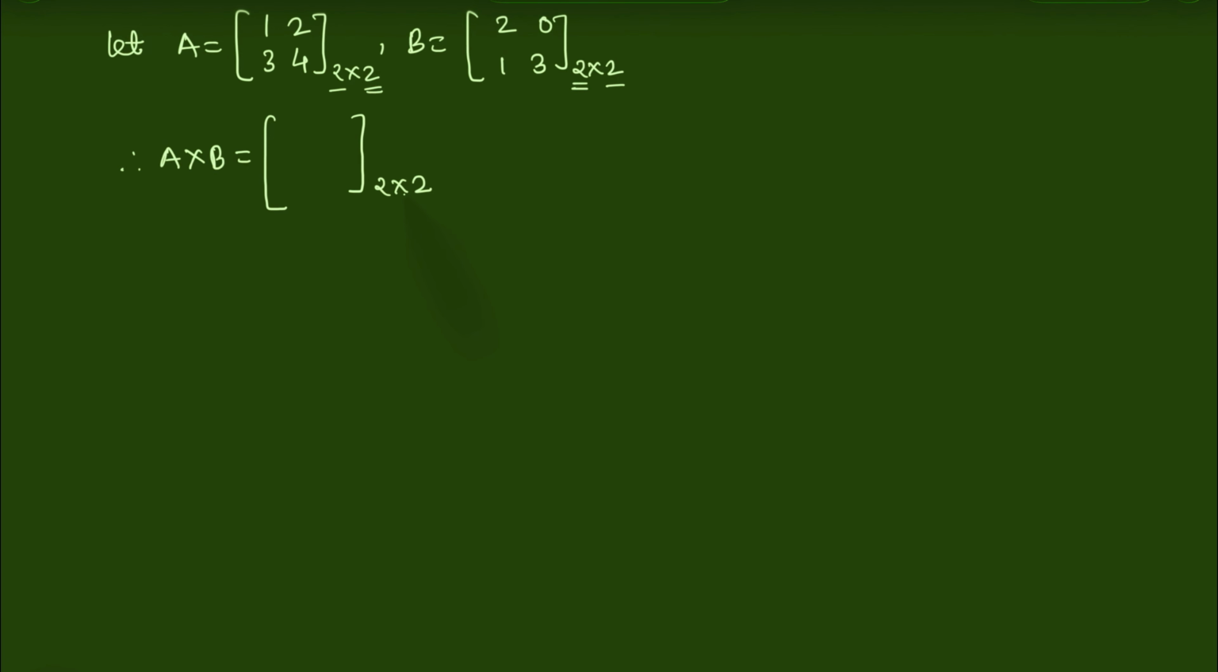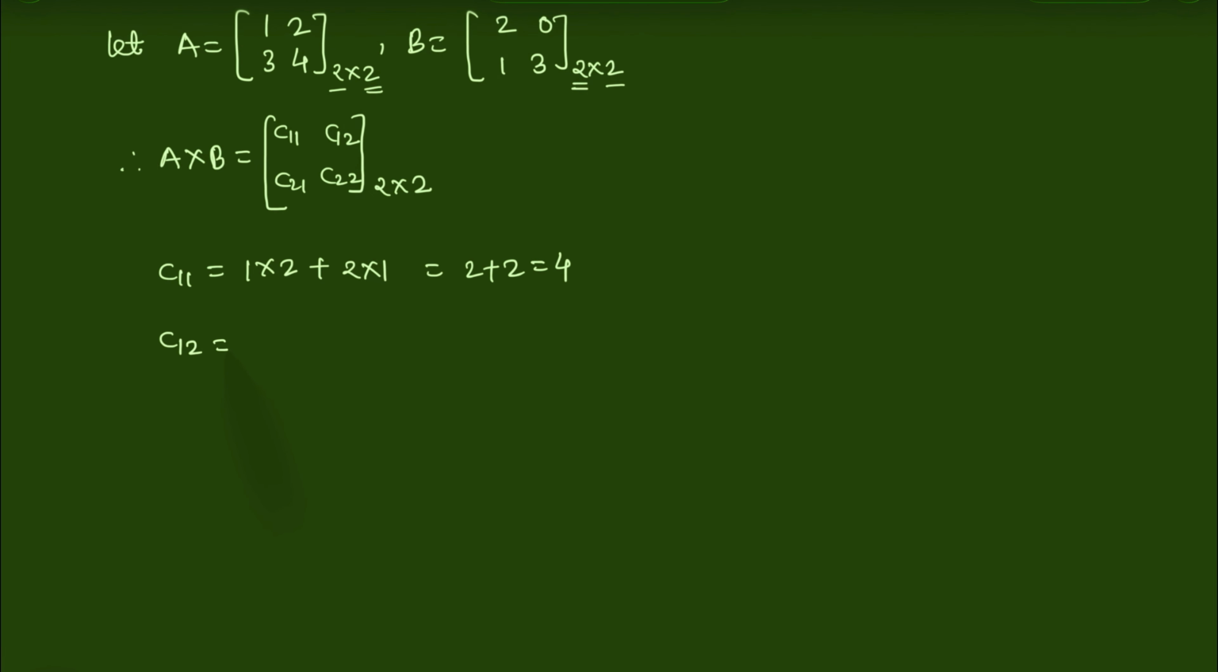If the matrix is 2 by 2, then their elements are C11, C12, C21, C22. Now let's find C11, which is the multiplication of the first row in A with the first column in B, which is 1 cross 2 plus 2 cross 1, which is equal to 2 plus 2, which is equal to 4.